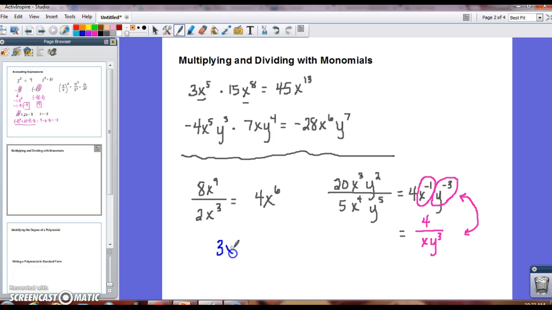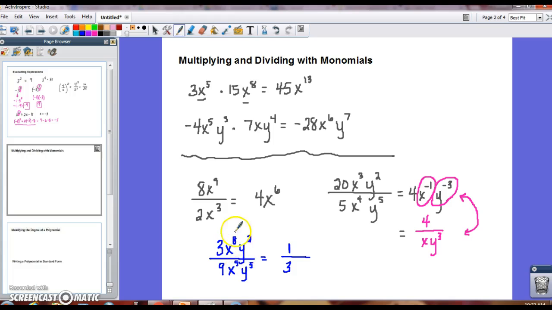3x to the 8th y squared over 9x to the 5th y to the 5th. Okay? My larger number here is in the denominator. So 3 divided by 9 would be 1 divided by 3, or 1 over 3. Okay, I'm just reducing the 3 and the 9.